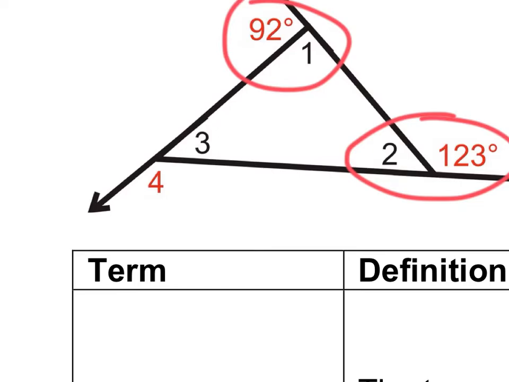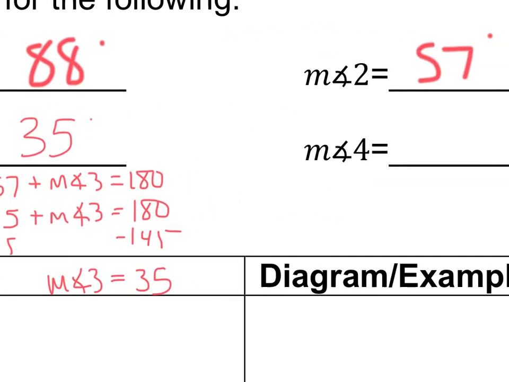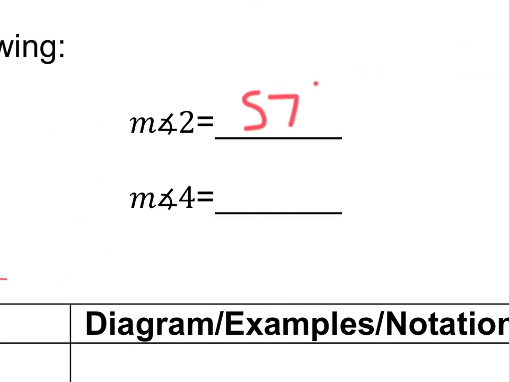Then, to figure out the measure of angle 4, I know the measure of angle 3 and the measure of angle 4 are a linear pair. Thus, they should add up to 180 degrees. 180 minus 35 gets me 145. So 145 degrees is the measure of angle 4.